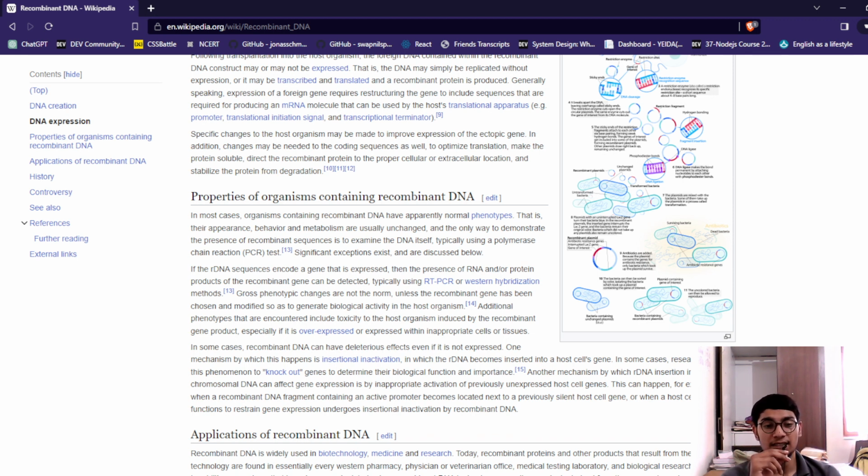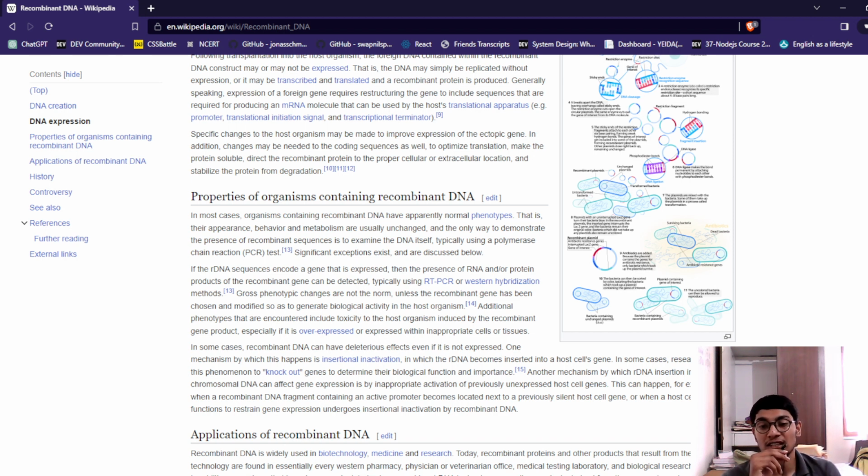In some cases, recombinant DNA can have a deleterious effect even if it is not expressed. One of the mechanisms is insertional inactivation, in which rDNA becomes inserted into a host cell gene. In some cases, researchers use the phenomenon of gene knockout to determine their biological function and importance.